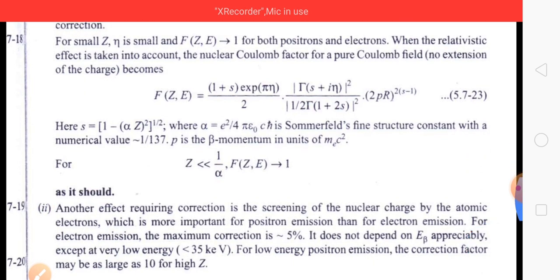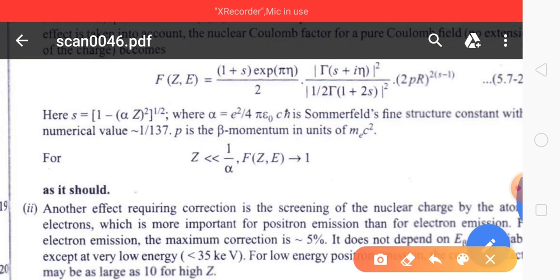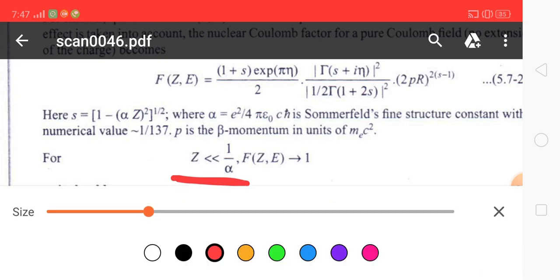For Z very much less than 1 by alpha, the distribution of beta ray energy tends to 1. This is equivalent to 1. Okay.